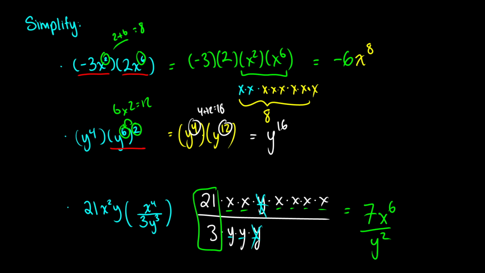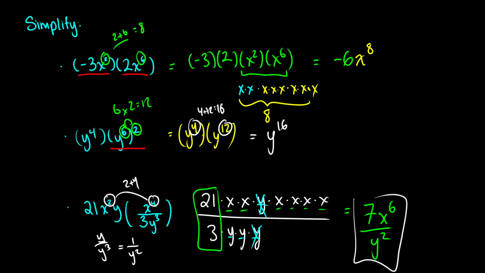Another way of thinking about this is saying, oh, okay, I have 2 x's and 4 x's here, so I can add these together to get 2 plus 4. For y on top and y on the bottom, well, this is the same thing as y over y cubed. So y over y times y, you just get rid of one of these, so we can reduce that to 1 over y squared. And then we get our end result by putting these together.